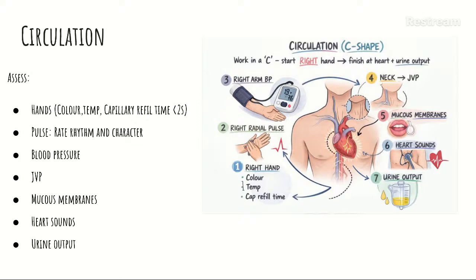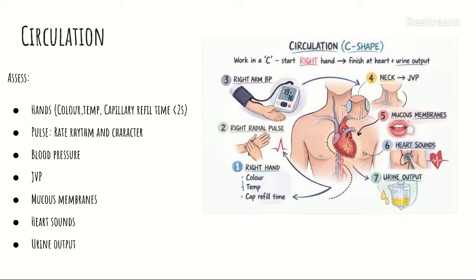So for the OSCE, I would also make it obvious that you're doing that and say to the examiner, I'm checking the cap refill time. I think it's useful to speak out all your actions in the A2E station, and then go up from the hands and do the radial pulse. And you can say, I would normally check this for a minute, and then hopefully the examiner just tells you to move on to the next step. Offer to check the blood pressure as well. It's usually on the OBS machine.